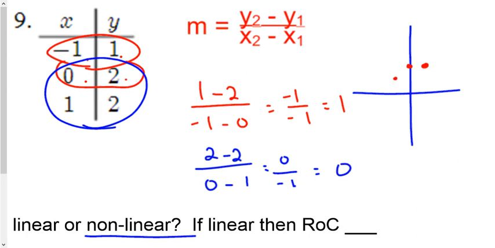So I could connect it. Use green here. I could connect these two with a straight line going like that, but it would totally miss this third point. Or I could have connected these 2 points, but it would miss this first point right here. Either way, there's no way you can connect them all with a straight line. It's nonlinear. Don't have to worry about a rate of change as such.